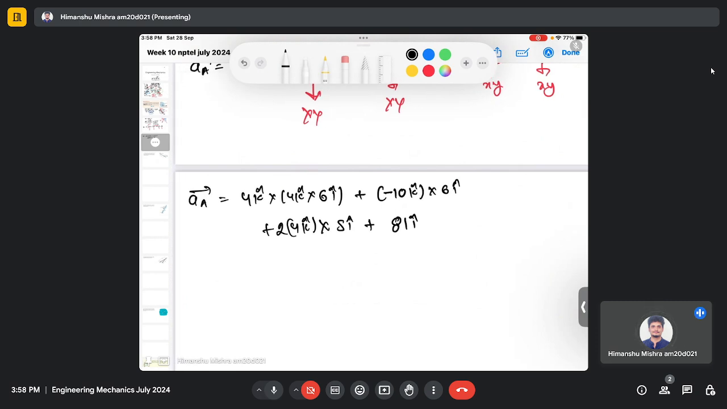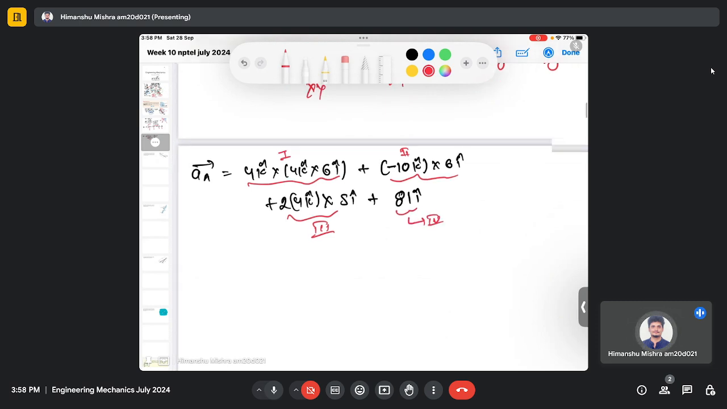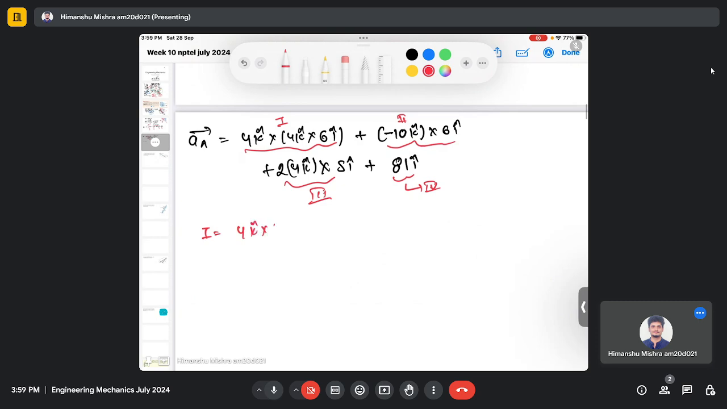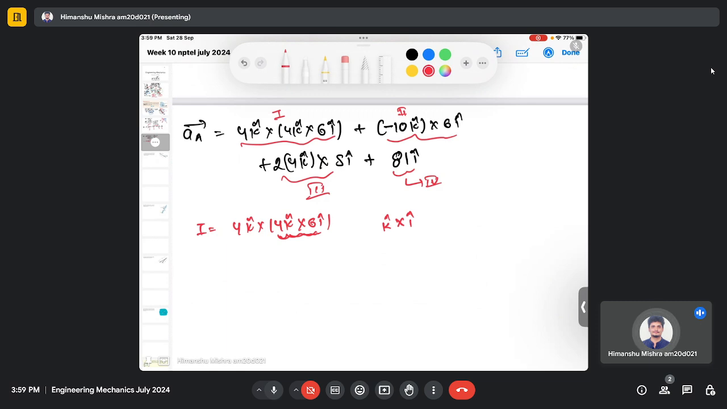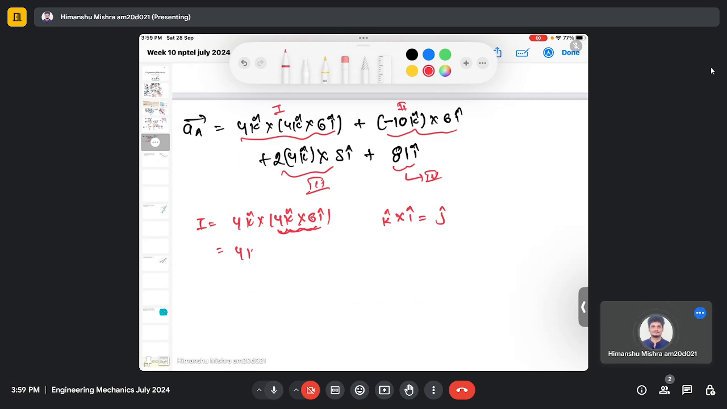So now we can solve term by term. Let me take the first term here. This is my first term, this is second term, and this is third term, this is fourth term. If I take the first term, you can see if you do the cross product inside the bracket, it's between k cap cross with i cap. The resulting quantity will be in the j cap, and the magnitude is 24. So it will be 4 k cap cross with 24 j cap. Now you have to do the cross product between k cap with j cap. The resulting quantity will be in the i cap, and the magnitude will be 96 i cap.